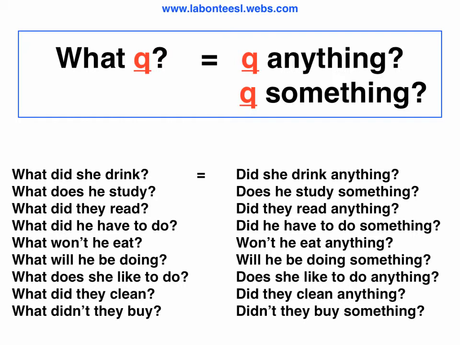What did he have to do? Did he have to do something? What won't he eat? Won't he eat anything? What will he be doing? Will he be doing something? What does she like to do? Does she like to do anything?